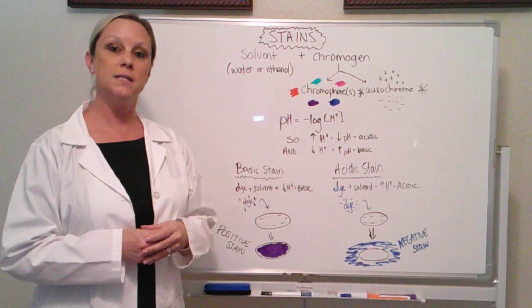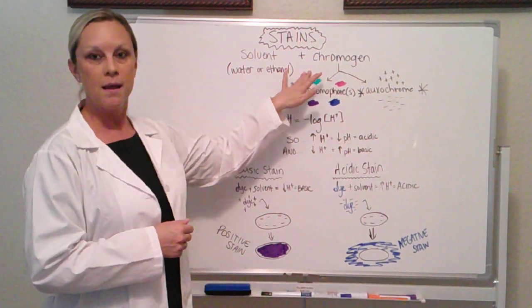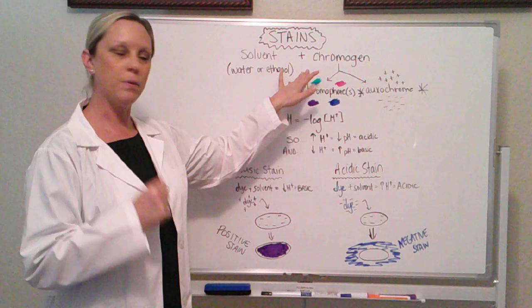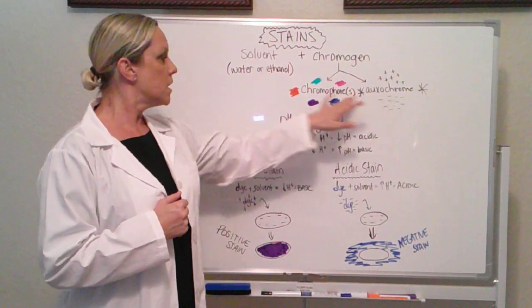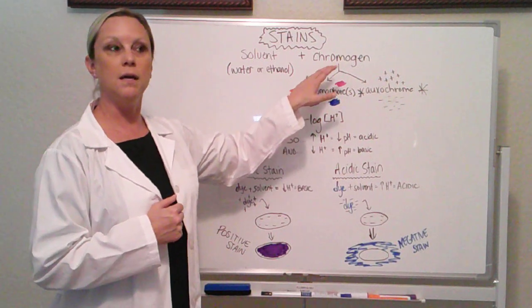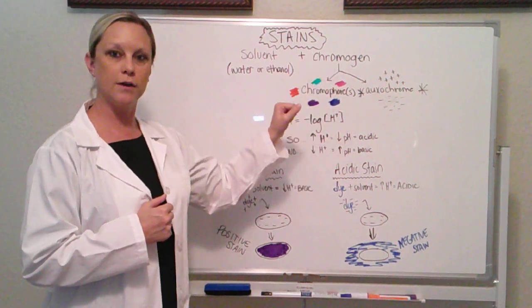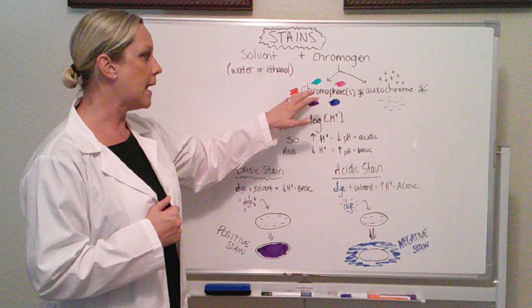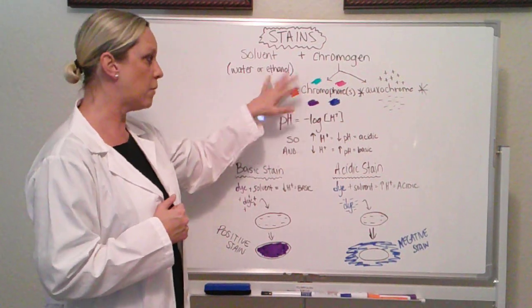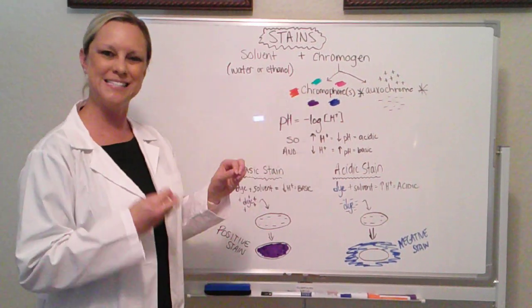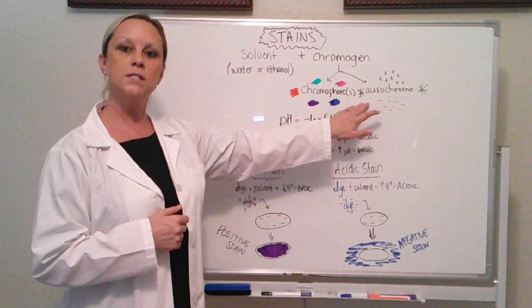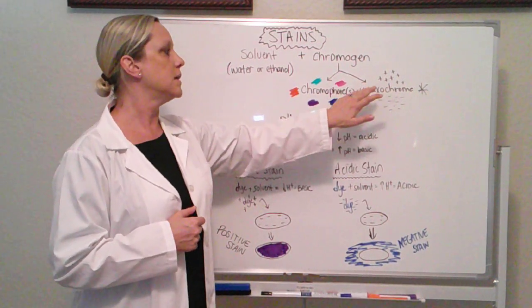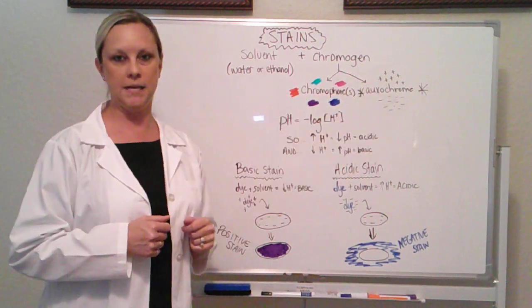Now that powder is actually what's called chromogen. Chromogen is made up of two different parts. We have chromophores and we have oxychromes. The chromophores are going to be the colored portion of your actual stain, and you can have one chromophore or you can have multiple chromophores. Usually if there's multiple, it intensifies that stain color. And then we have these oxychromes. Now the oxychromes are actually going to be the charged portion of the stain.